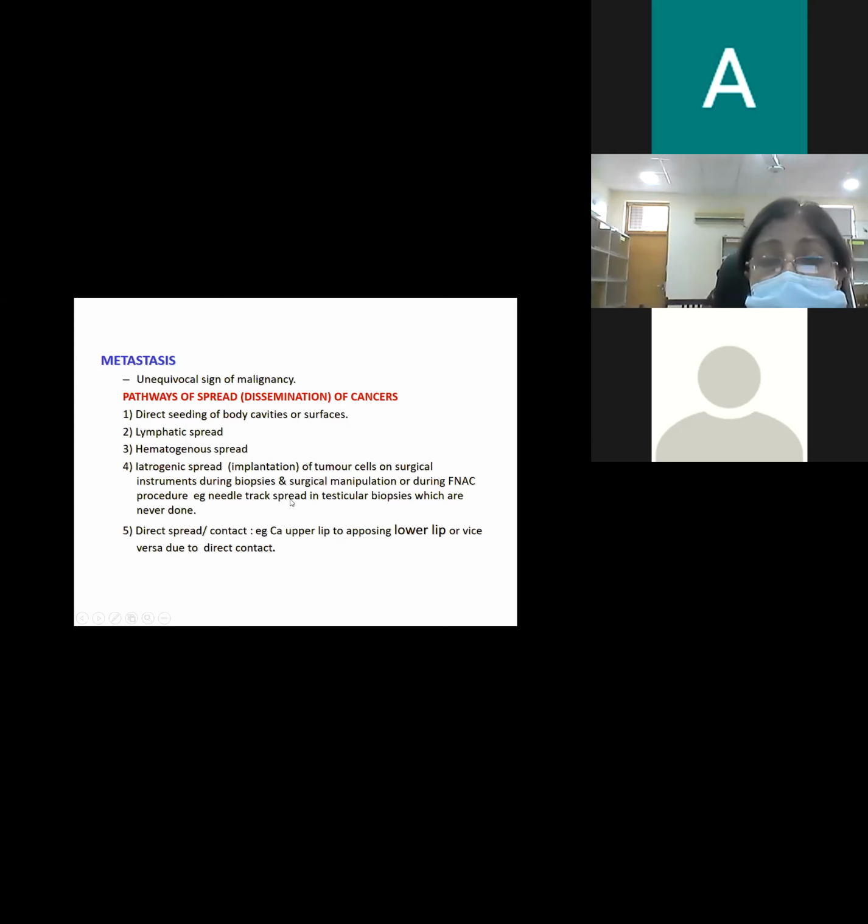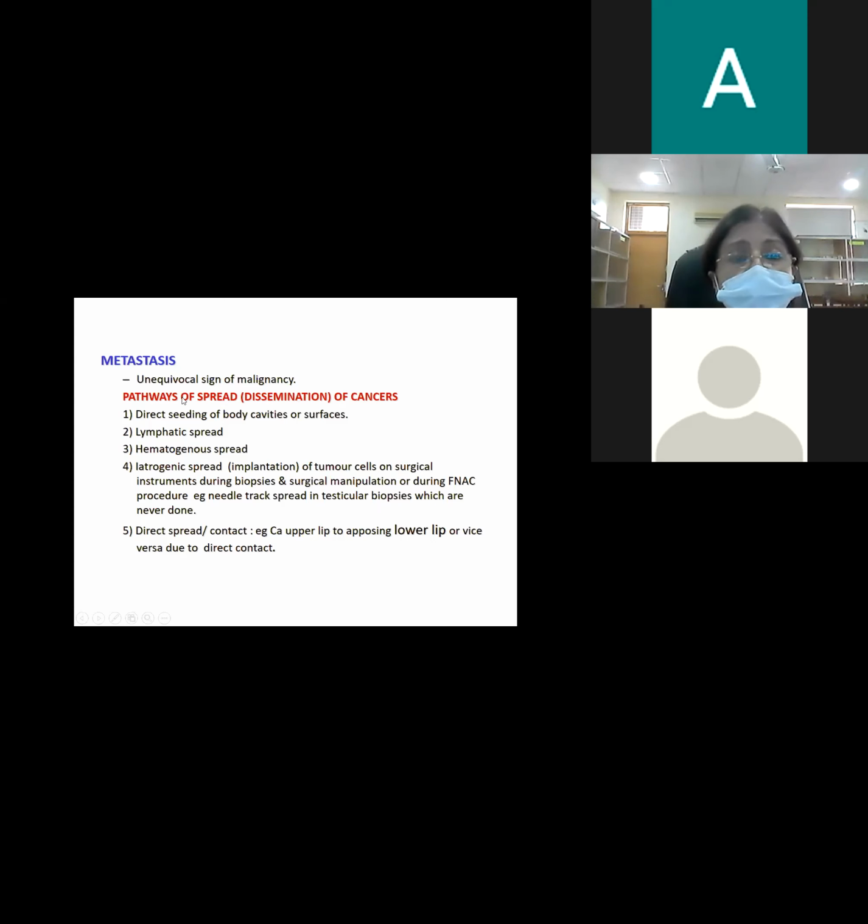For example, a needle track spread in cases of testicular biopsies. तो testis की हम कभी भी biopsy नहीं लेते, because जब हम अंदर नाइफ डालते हैं या जब अगर हम कुछ करने लगते हैं, so it spreads via the surgical path. So that's why testicular biopsies are always contraindicated.